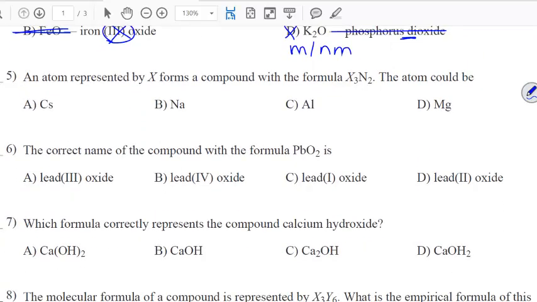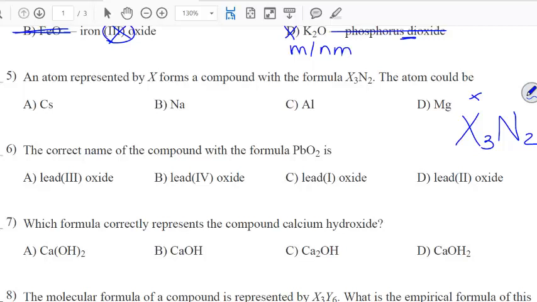An atom represented by X forms a compound with the formula X3N2. And they want to know, who could it be? Well, let's figure out what X's charge is. Because if we know the charge, we can figure out which one of these 4 choices has that charge.